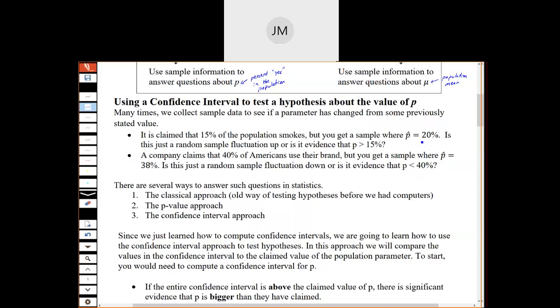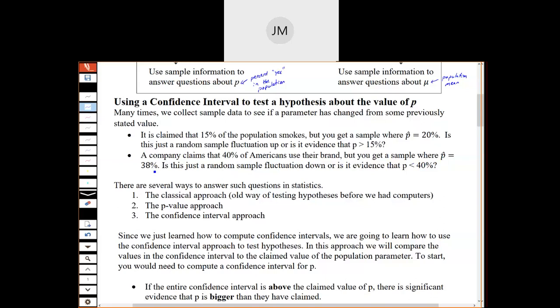So is this just some of that normal random fluctuation, or does it indicate that actually more than 15% of the population smokes? Okay, so that's a question that we would want to answer. Here's another one. A company claims that 40% of Americans use their brand. You take a sample and you find that in your sample, 38% of people use that brand. Again, is this just a random sample fluctuation, or is this evidence that the actual percentage of people who use that brand is less than 40%?